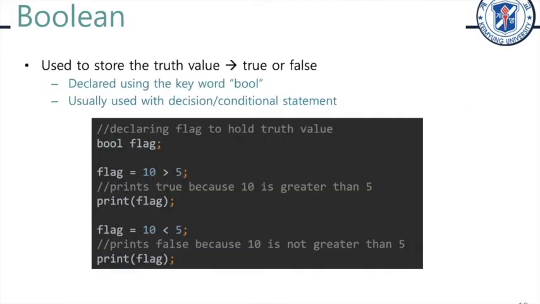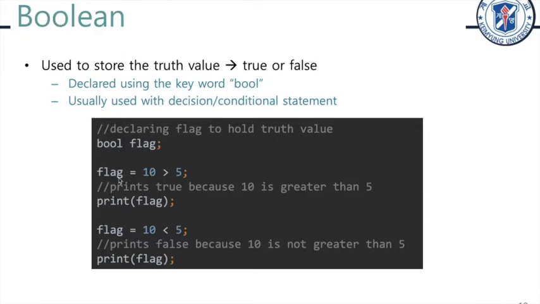The other variable type we should be discussing is a Boolean type, and the Boolean type allows us to store true or false Boolean values. And this is usually used with decisions and conditional statements. We'll see what decisions and conditional statements are. And you declare a Boolean variable using the keyword bool.